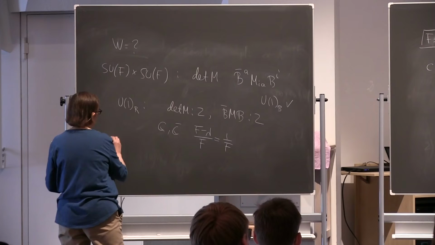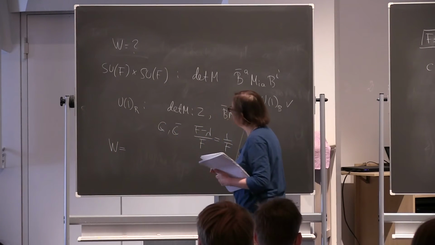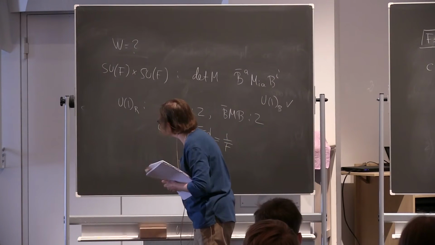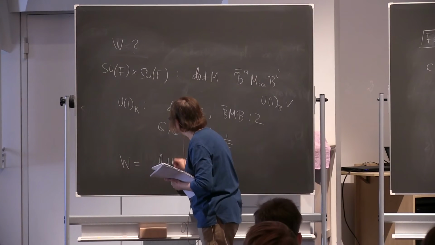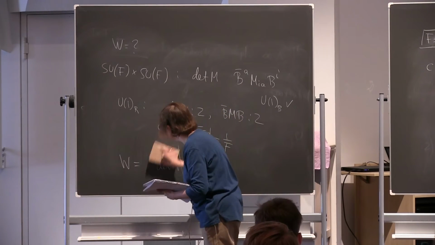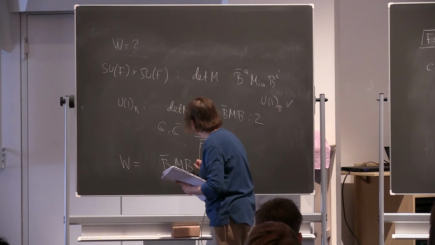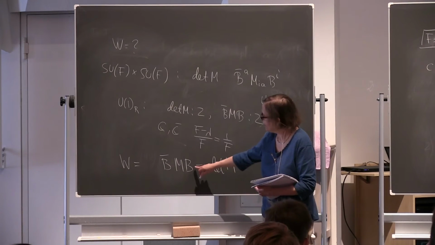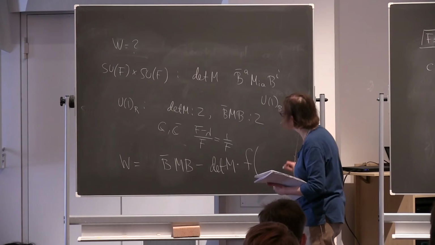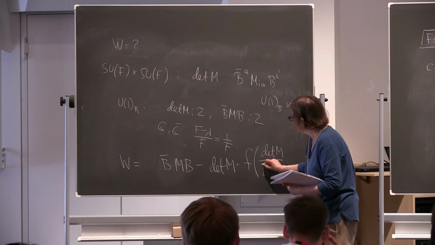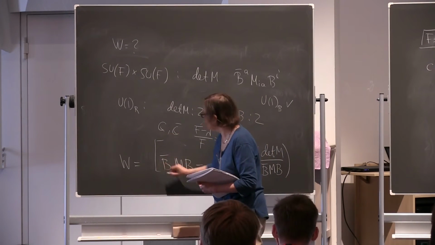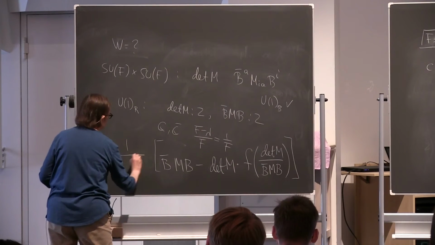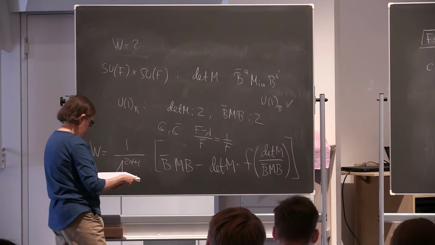At this point, we can write down the following superpotential. We know that M should appear linearly if it appears, and this should also appear linearly. So in principle, I could write it like this. Actually, I want to write it the other way around: B-bar M B minus the determinant of M. But of course, I don't know this relative factor ahead of time, and in principle there can be any function here of det M divided by B-bar M B. And just to get the correct units, W has to have dimension 3, so this needs a Lambda to the 2N plus 1 here.